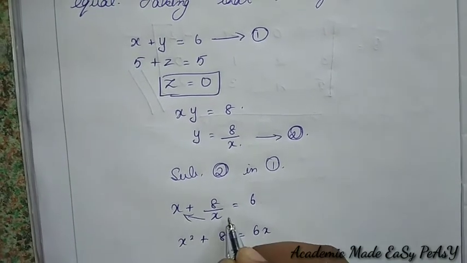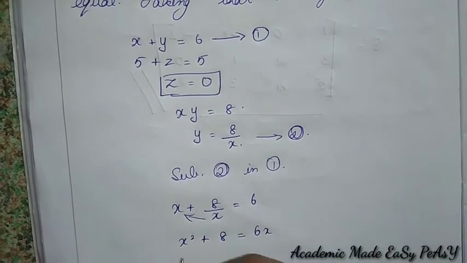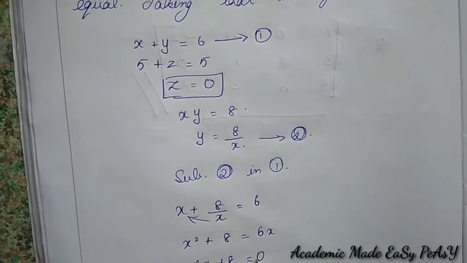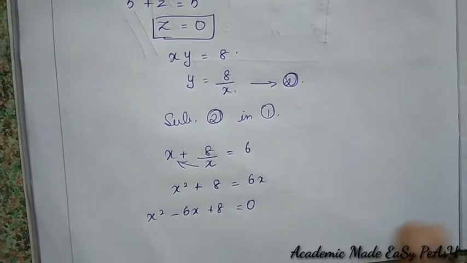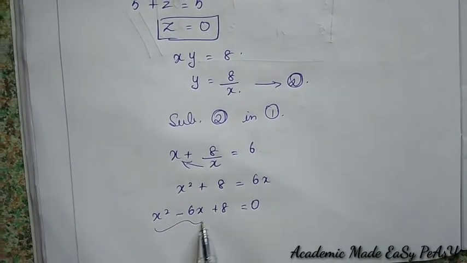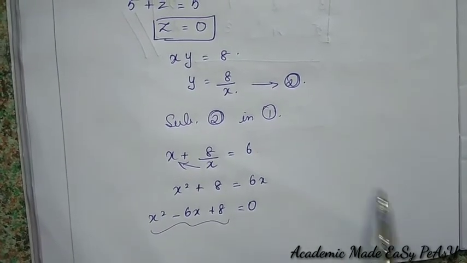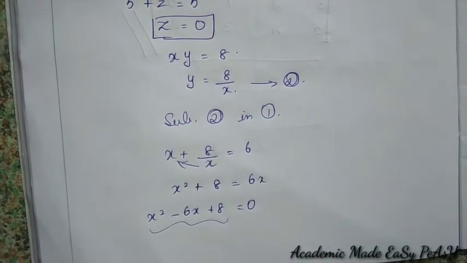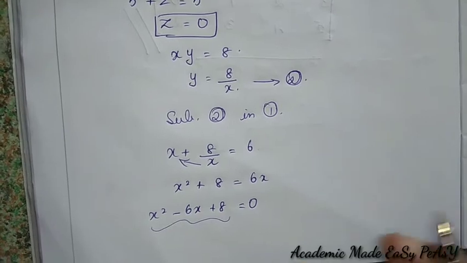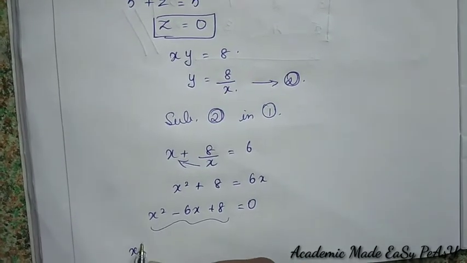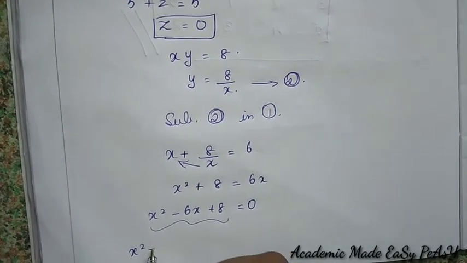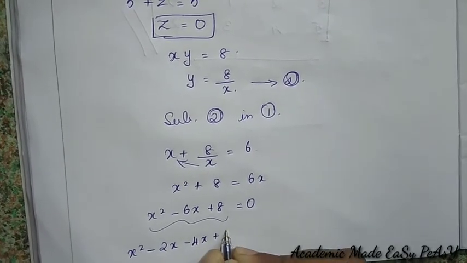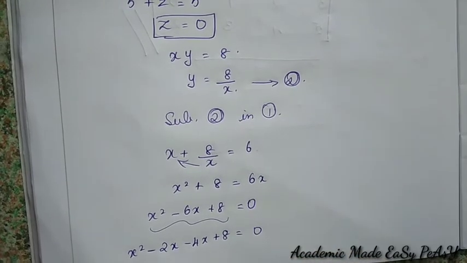I just took LCM and took it directly to that side. So x square minus 6x plus 8 is equal to 0. Since you will be familiar with solving such equations, I wrote it very fast. So now I have to factorize this. So using factorization, I will find this. So x square minus 2x minus 4x plus 8 is equal to 0.